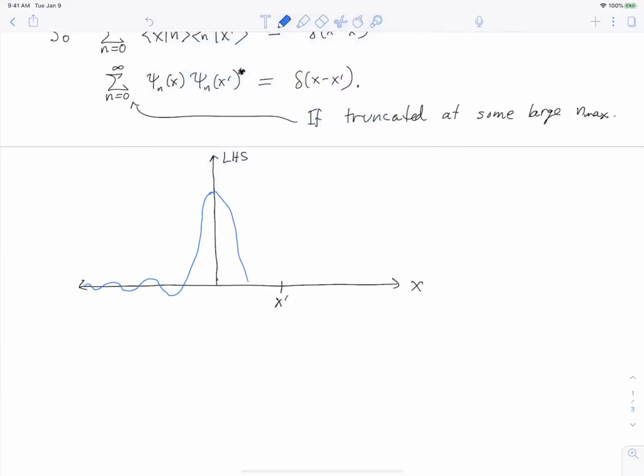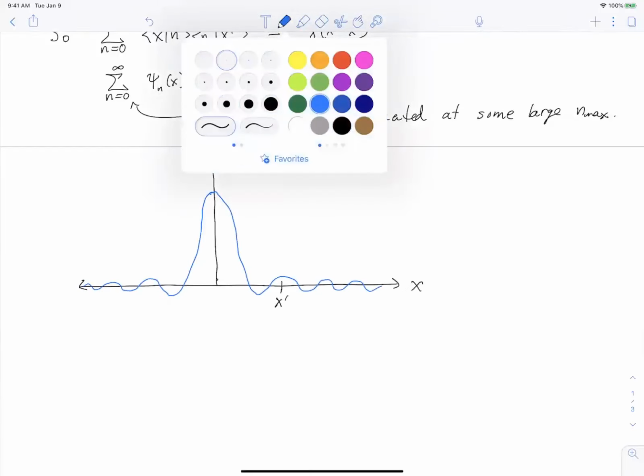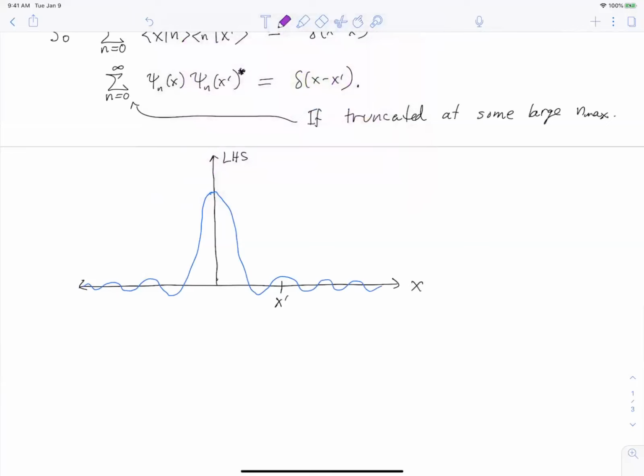So it looks like one of the forms of the delta function that we had, where the height of this is increasing as n max is increasing. In other words, as we put in more and more terms, we get a higher and higher peaked function. So that's the sense in which it's approaching the delta function.